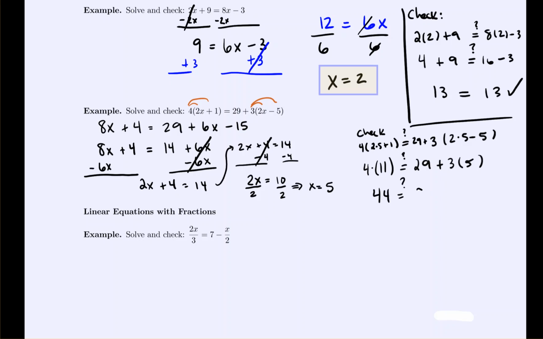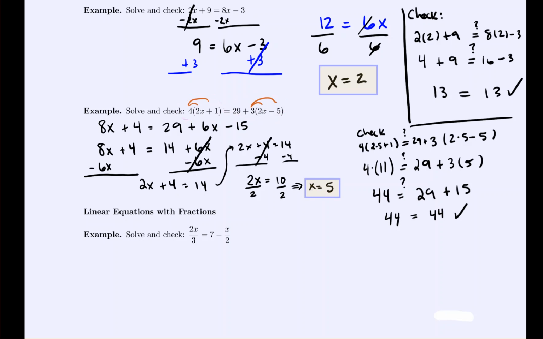Is that equal to 29 plus 15? 29 plus 15 is indeed 44. So we get both sides are truly equal to each other, which means we can be sure that we had the correct answer, because if you plug in 5 to the expression, you do get 2 equal values.